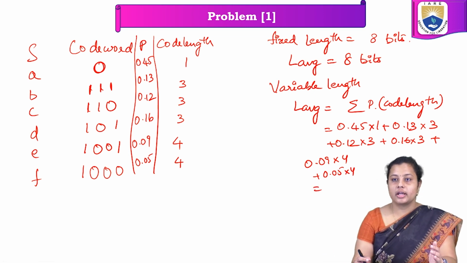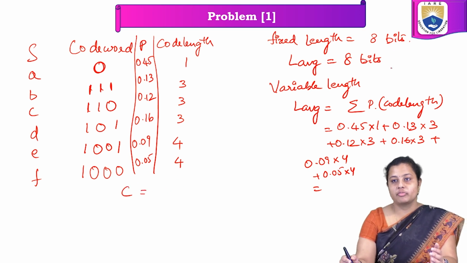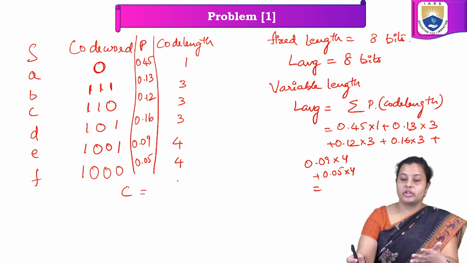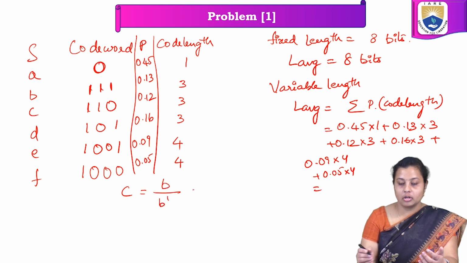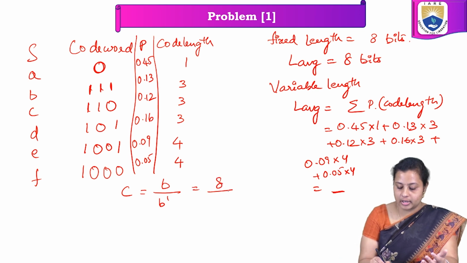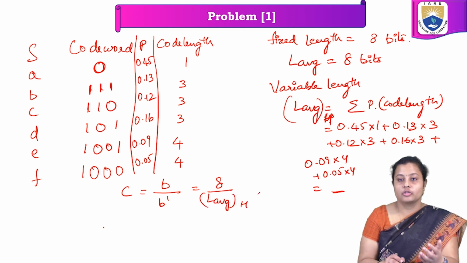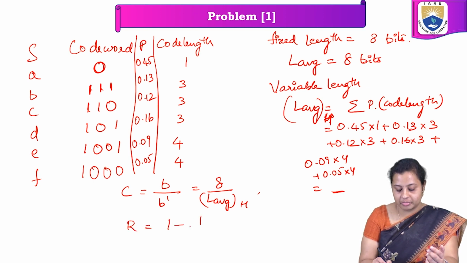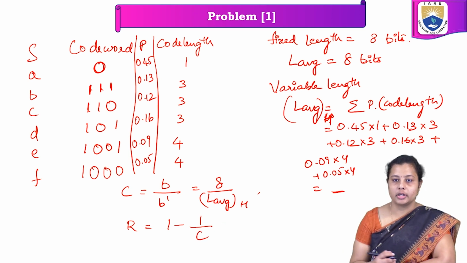So after you calculate your L average, you can calculate your compression ratio from the fixed number of bits, L, 8 bits, and your variable length. So it is the average length by this average length, which is equal to L by L average of Huffman coding. So this will be your compression ratio. What will be your redundancy? It is equal to 1 minus 1 by C. So this is how we can calculate the compression ratio and the redundancy value.